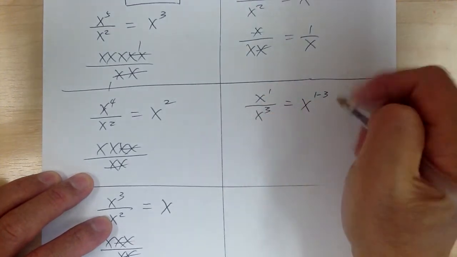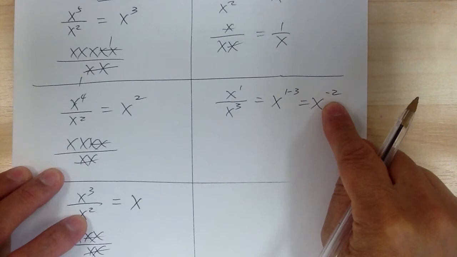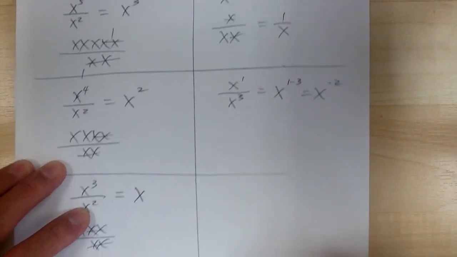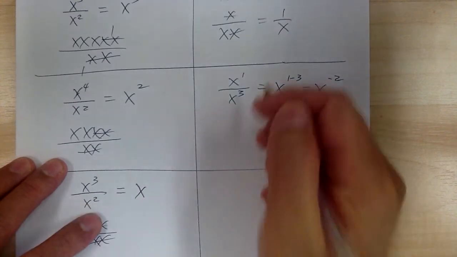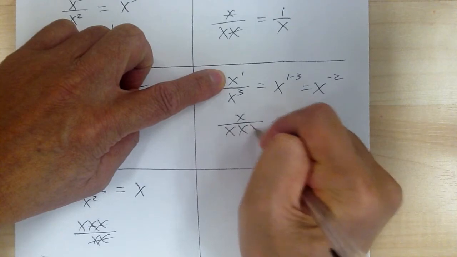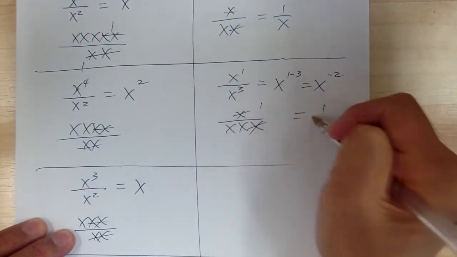So 1 minus 3, this will equal x to the negative 2. But what does negative 2 power mean? A negative exponent means the variable is going to be on the bottom. It's going to get flipped over. You can see that from here, right? This is the same as x over x times x, and again, this will cancel out. So this is equal to 1 over x squared.